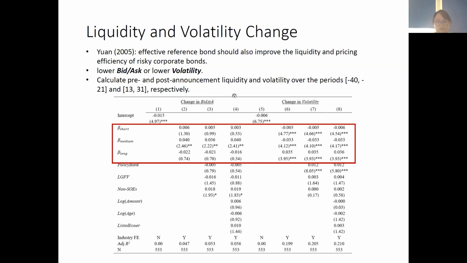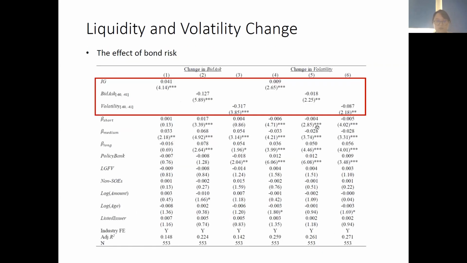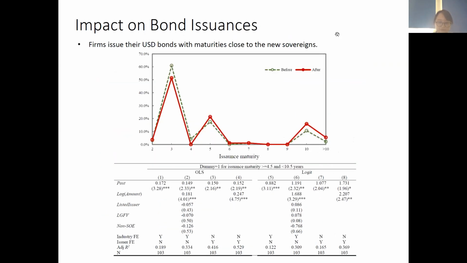And consistent with this change in yield spread, we also observe a decrease in volatility and a decrease in bid-ask spread after this issuance of the sovereign bond. And the result is stronger for bonds with higher riskiness, consistent with the theory prediction.